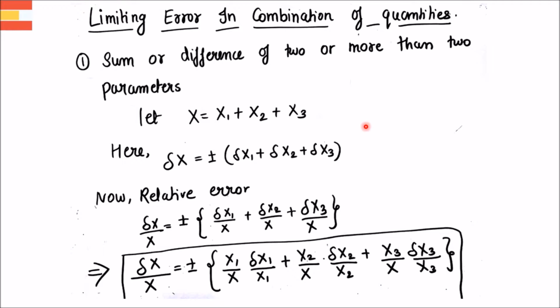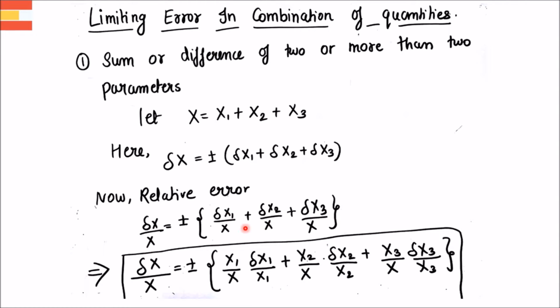So first is sum or difference of two or more than two parameters. Let x equal x1 plus x2 plus x3. Here del x, that is the absolute error, can be expressed as plus minus del x1 plus del x2 plus del x3. The absolute errors of the individual systems get added to give the resultant absolute error. But we are more interested in relative error than in absolute error. So relative error can be calculated by dividing it by the true value.